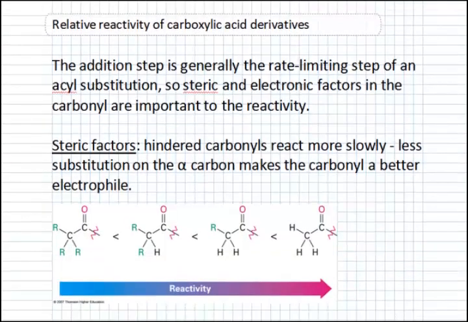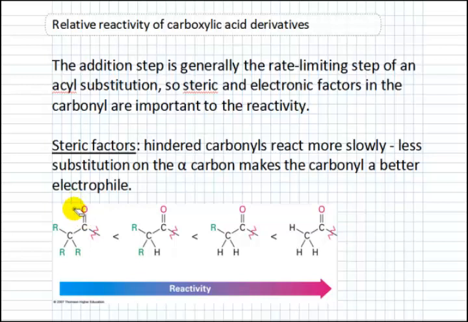For the different carboxylic acid derivatives, we can rank them in order of their relative reactivities. It tends to be that the addition step, the first step of the mechanism, is usually the slowest one. So that's the one that'll determine the overall rate of this reaction. If we have steric or electronic factors in that carbonyl, that can influence reactivity of the carboxylic acid derivative. So let's start with steric factors. If I have a carbonyl that is hindered, it will react more slowly.